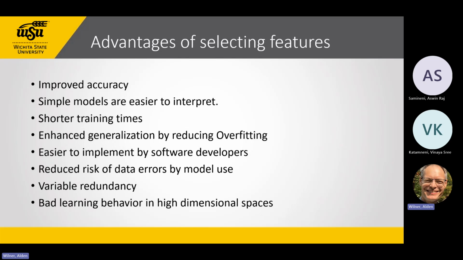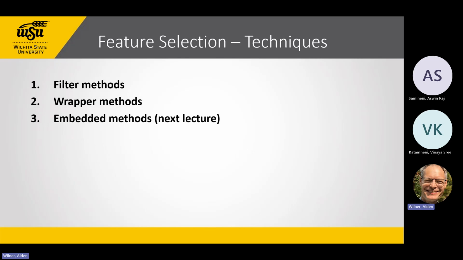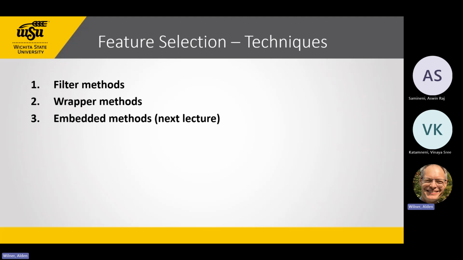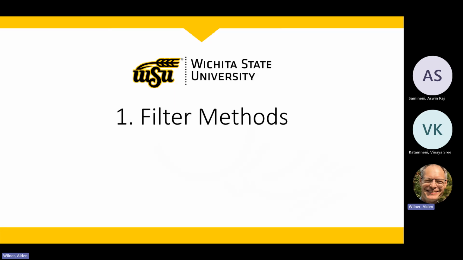As you get into higher and higher dimensions, your amount of empty space grows and grows. So there are 3 different feature selection techniques. We're going to discuss 2 of them today, and we're going to go into the 3rd one in the next lecture. Filter methods is our first one. I'm sorry, wrapper methods is our second, and embedded methods is the third.